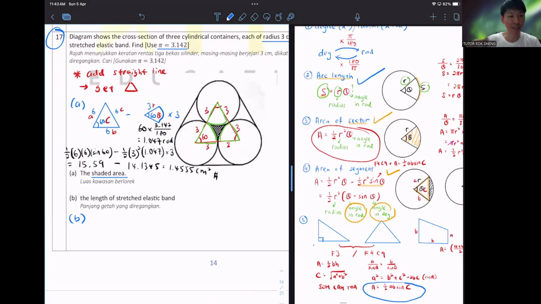B, another 4 marks. The length of the stretched elastic band. So you have to see which one you're finding. Just now the question says that these three circles are tied with the band, correct? That's why for the length of the band, you're referring to the outside only. This band is referring to the outside, this part only. Or you can say it's the perimeter of the whole diagram. Something like this.